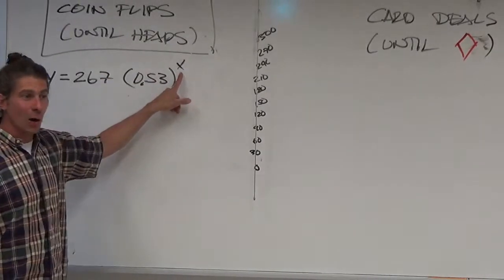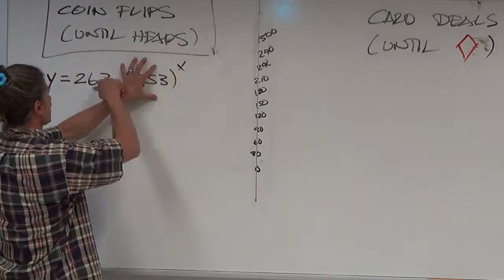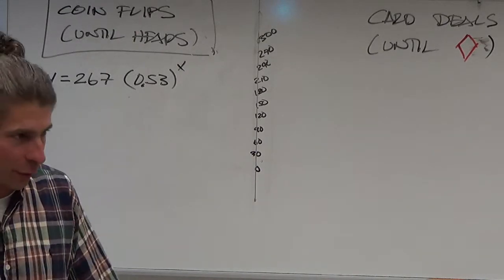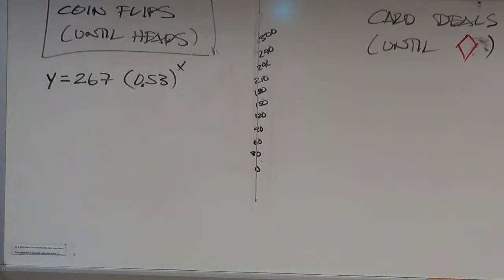If x is 0, what's 0.53 to the 0? 1. 1 times 267? 267, boom, there's your y-intercept. Yeah, so that's one of those things, one of those lessons you'll learn in like 30 seconds in Math 65. And I hate that, because I want you to immerse yourself in the pattern finding, because that's why it is what it is.